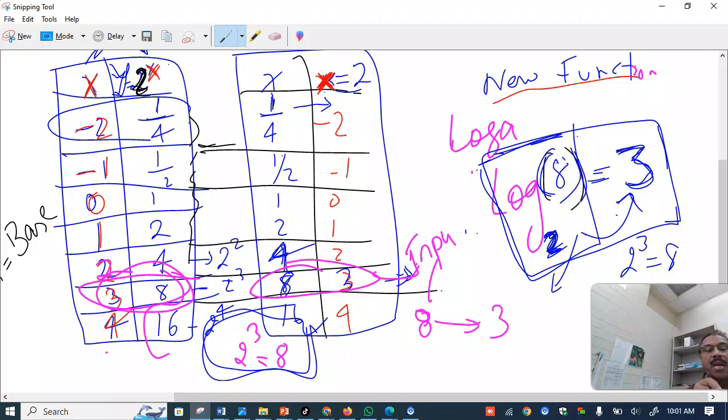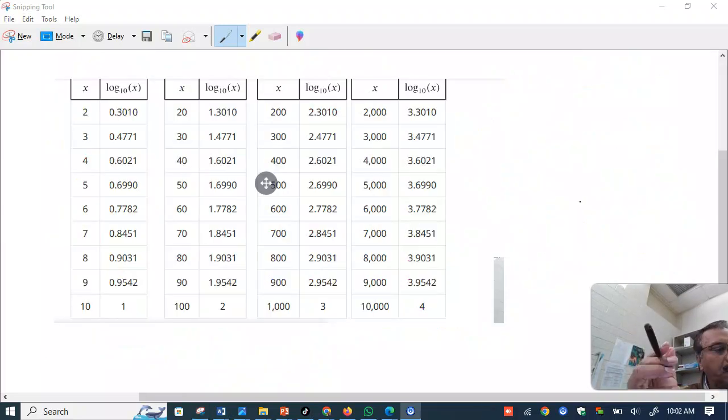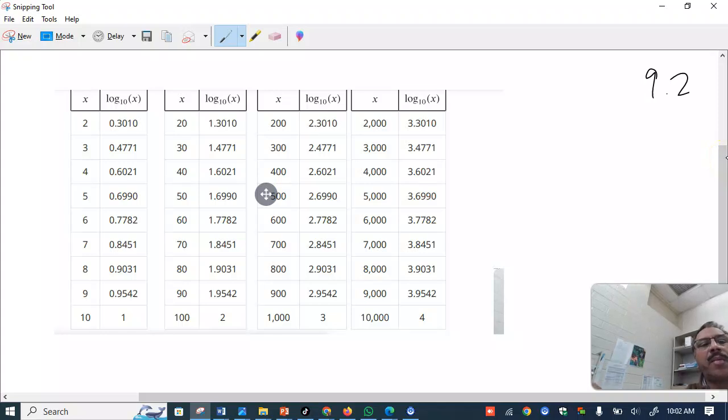Okay, let's go back to the activity. So question number 9.9.2 is, you're given a table and the question is asking, can you analyze the table? By just looking at this, what do you observe? You can pause the video for a while and write down on your packet, what do you see here?